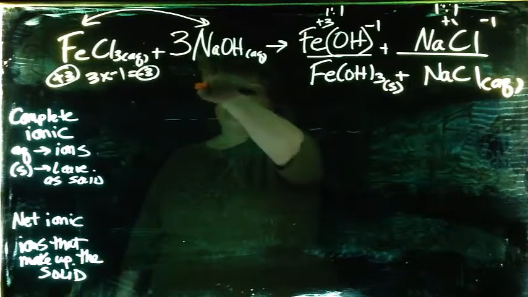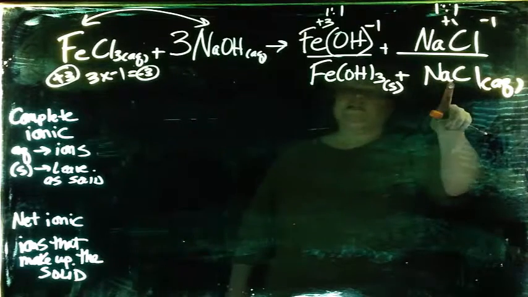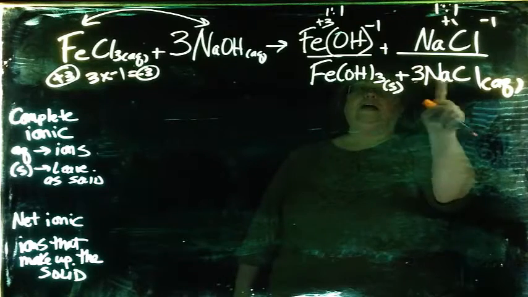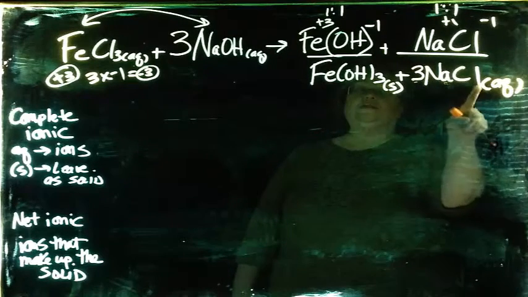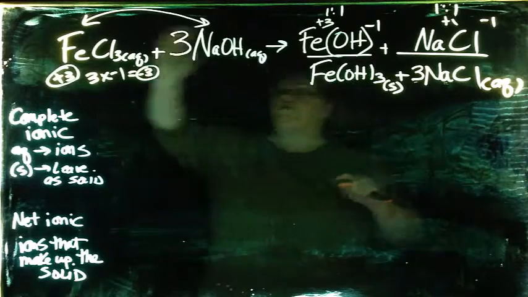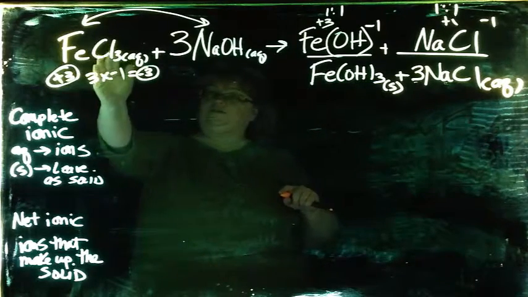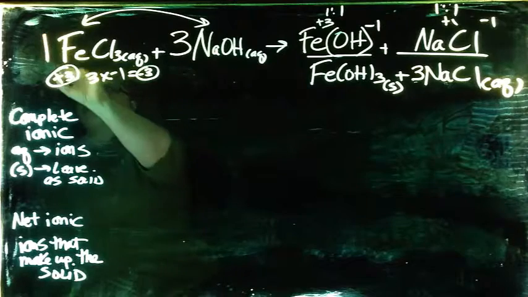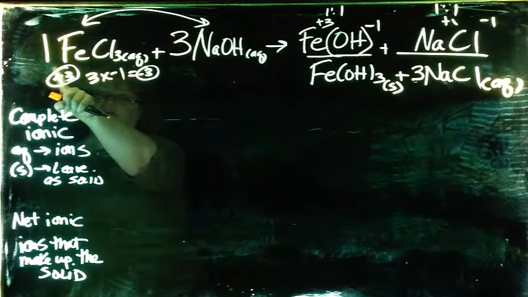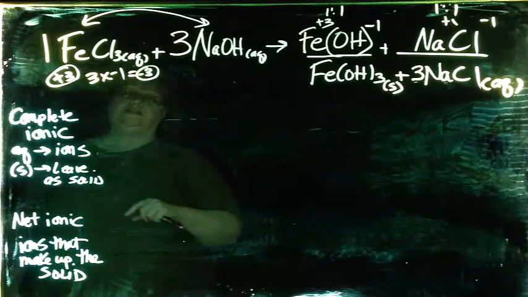Once I do that, I have 3 sodiums. But on this side, I only have 1 of them. So if I put a 3 in front of that, I have 3 sodiums. It also impacted how many chlorides I have. I have 3 chlorides. Go to this other side, and I do have 3 chlorides over here. But remember, I've always gone to the invisible number 1 in front of that coefficient and multiplied by the subscript.